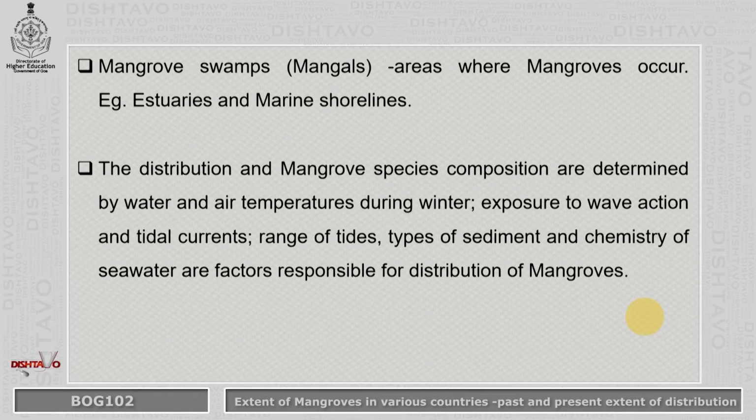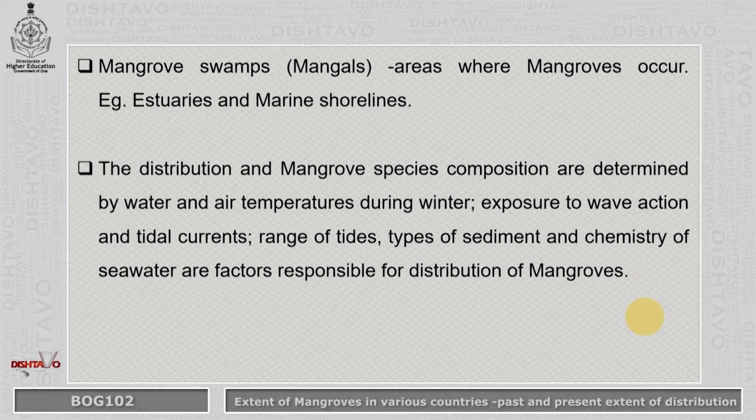They are also called mangrove swamps or mangals. These are areas where they grow. Common examples are estuaries and marine shorelines. Now what is an estuary? An estuary is the point where fresh water mixes with seawater, and this mixing point is called an estuary.